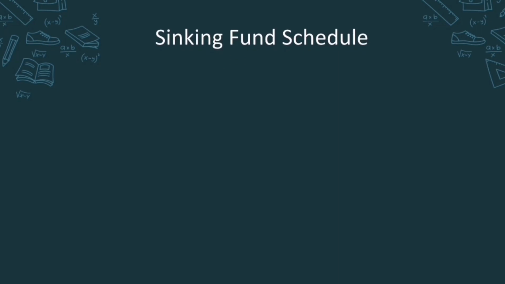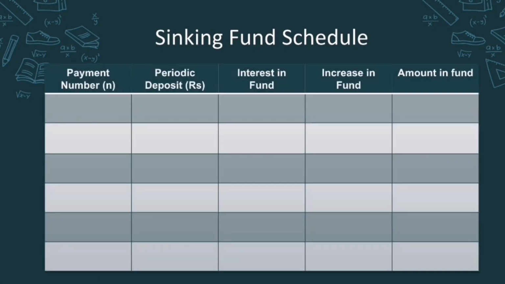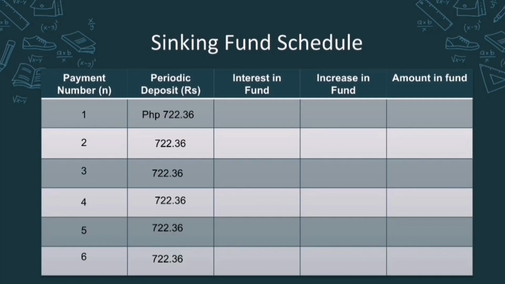In our sinking fund schedule, we have 6 rows and columns for the payment number, periodic deposit, interest in fund, increase in fund, and the amount in fund. We need to fill up the payment number, which is the n, and our n earlier is equal to 6. That's why we have 6 payment numbers. Our periodic deposit, which we also solved earlier, is equal to 722.36 pesos. It will represent our payment in every payment number.